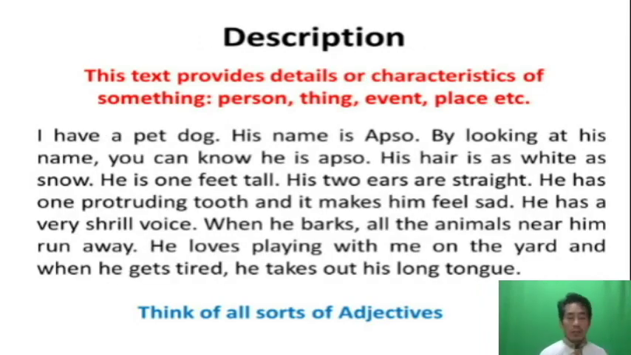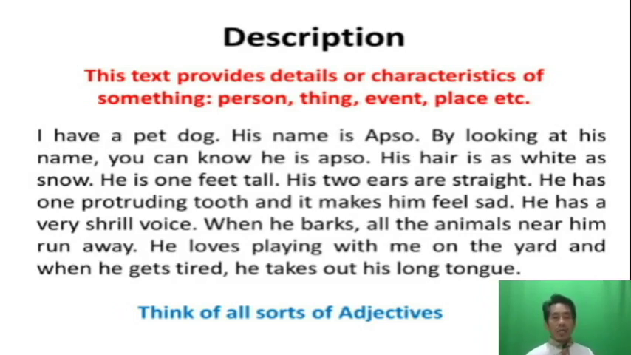Now first of all, we have the description. By looking at the word itself, you will get some idea what this text is all about. Description: this text provides details or characteristics of something. It can be a person, thing, event, place, animal, etc. So many things. So it describes. Let us look at an example.